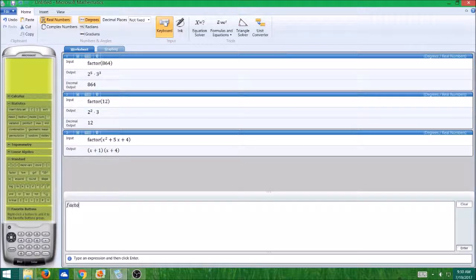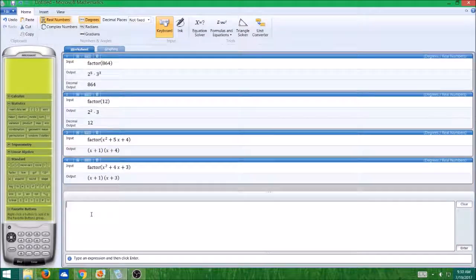Let's do one more example. And here we're going to do x, and we also type in shift 6, which gives us the up arrow to square it, plus 4x plus 3. Close parenthesis, hit enter, x plus 1 times x plus 3.